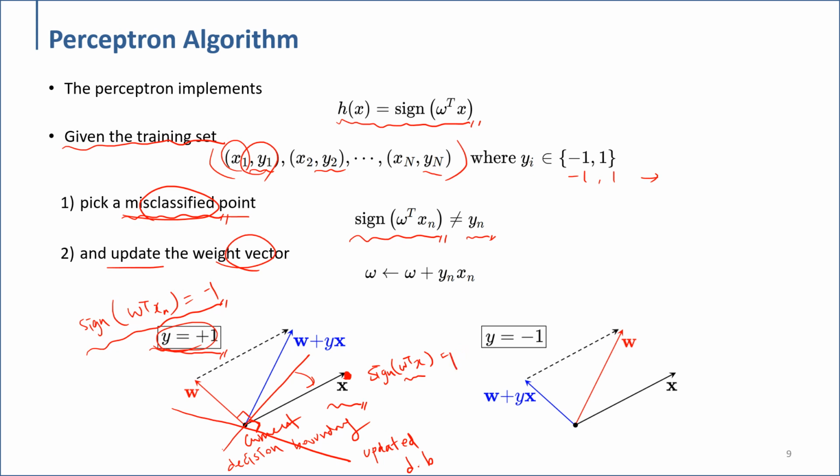The other case is also similar. When the true value is equal to -1, then by updating omega to omega plus yx, we can change the decision boundary, so we can change the location of the x. So by using this algorithm, we can correctly decide the decision boundary by updating this.